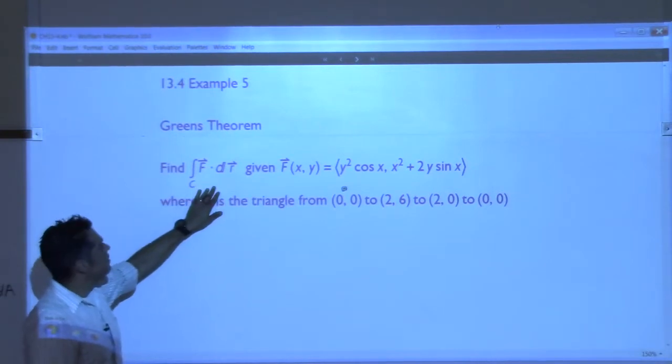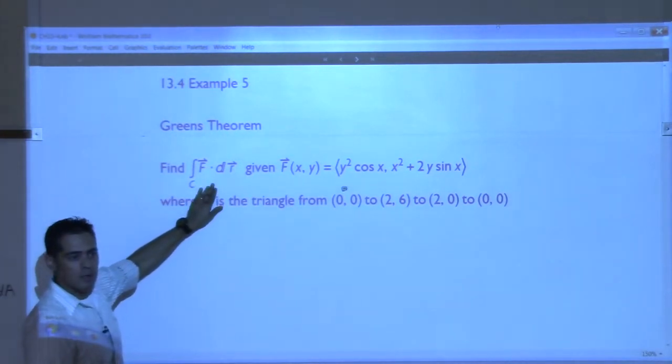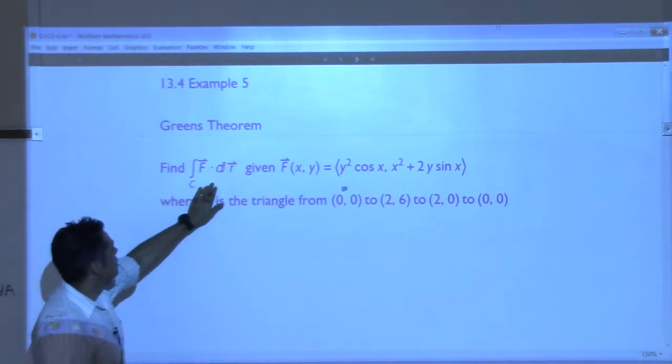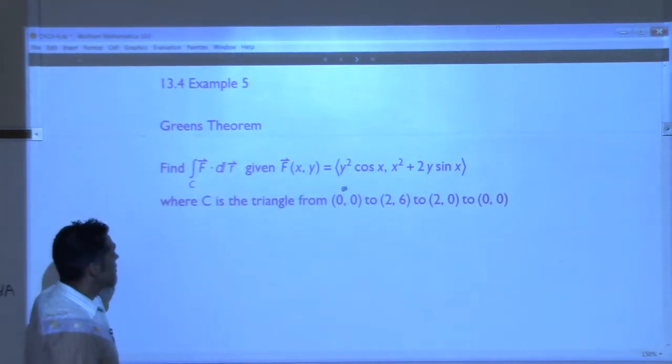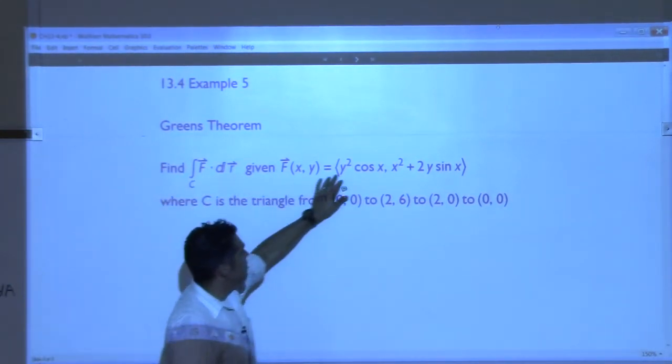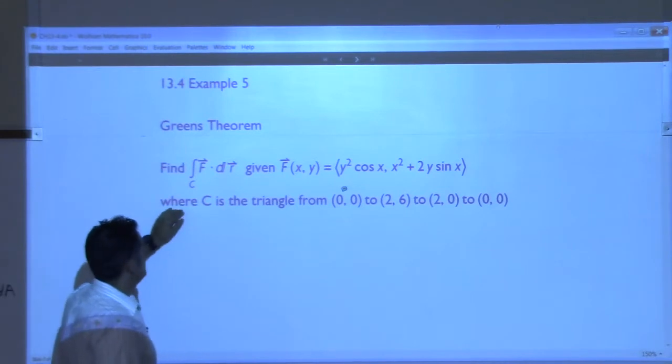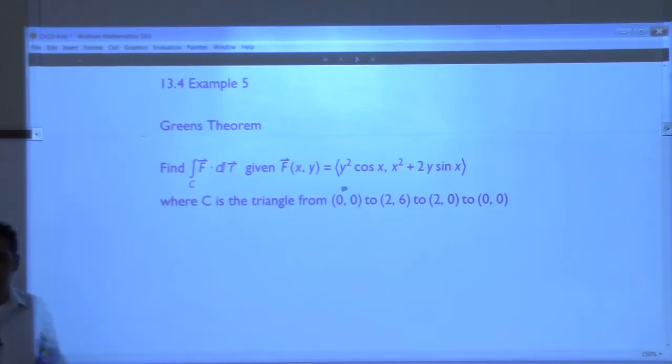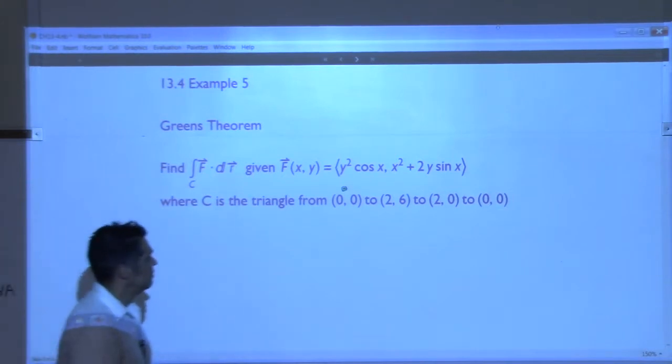This is work, right? This is work, two-dimensional space. We want to find the work done by this field as we move an object along the path C. Here's our vector field. C is this triangle. I think we should start by drawing the triangle, just to see what C looks like.